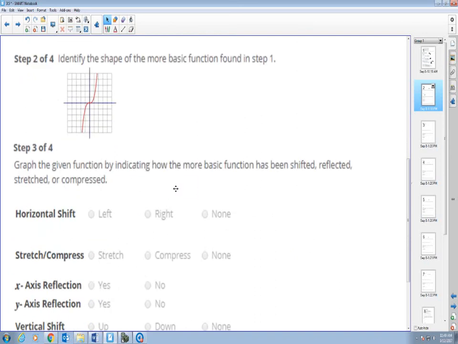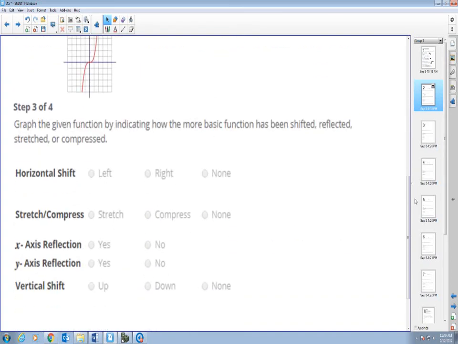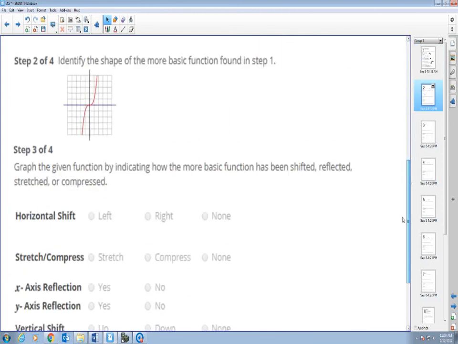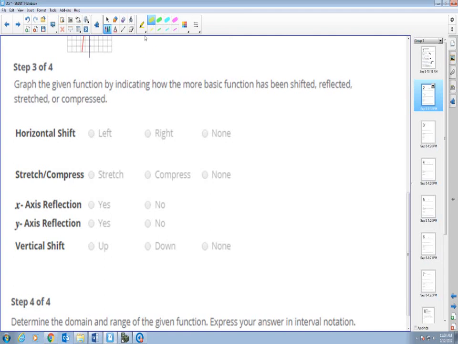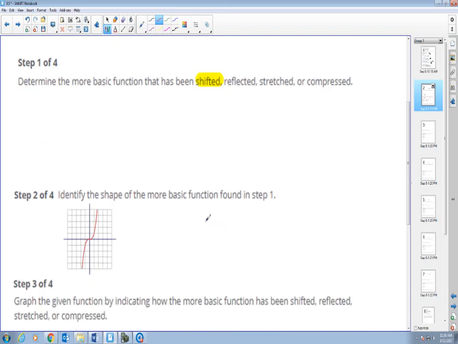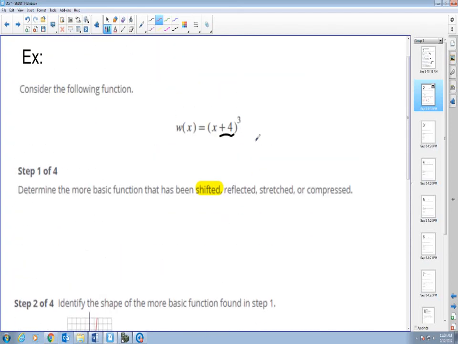Now, step number 3, it wants you to actually graph the function. Based on the function, the plus 4 right here tells us it has been shifted to the left 4 units. So we will select horizontal shift, yes, to the left, 4 units. It did not stretch or compress, and it did not reflect at all, because the x is not negative, the leading term is not negative as well. There's no vertical shift because there's no plus or minus of other numerical value outside my function.